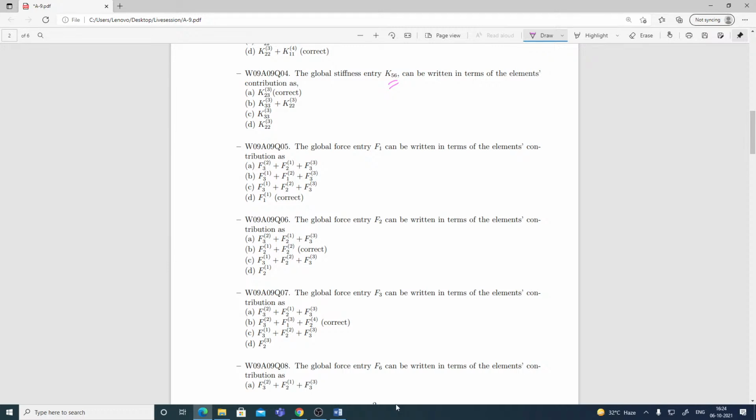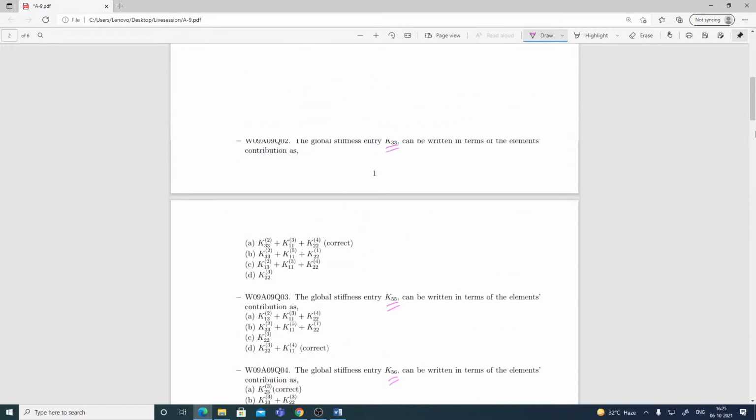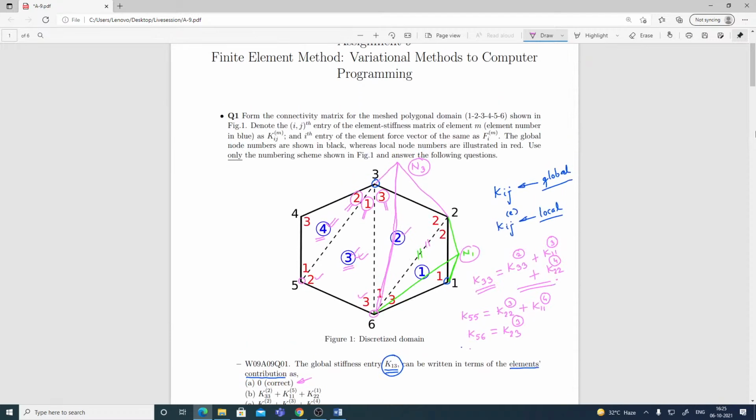Then I will talk about one more, say force term F3. Let's take this case F3. Again we need to understand the contribution of N3. Basically the local number corresponding to the global 3 is 3 in element 2, 1 in element 3 and 2 in element 4. So these are the components of each of these elements that will be contributing.